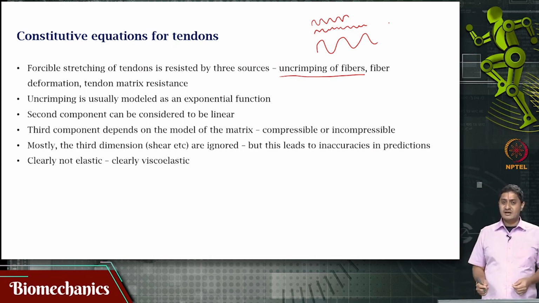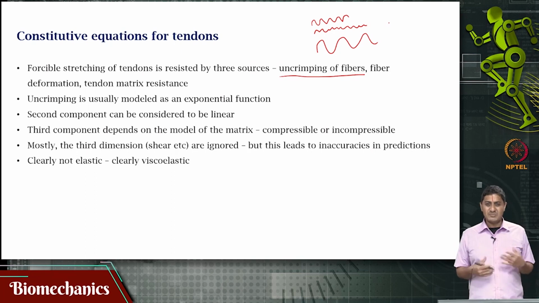So, uncrimping is an exponential function, and can be relatively accurately captured using an exponential function. The second component, which is fiber deformation, may be assumed to be linear for most cases. The third component actually depends on the model of the matrix and the components of the matrix itself. Is it composed of compressible or incompressible material? So, how you model that will define whether the third source, the tendon matrix resistance, is linear or not linear.